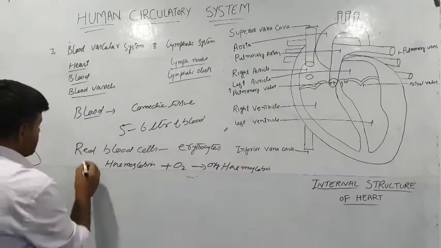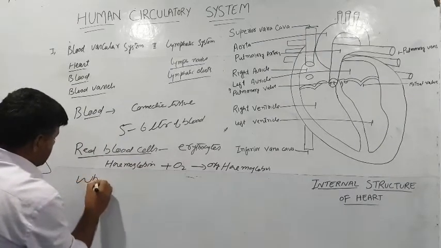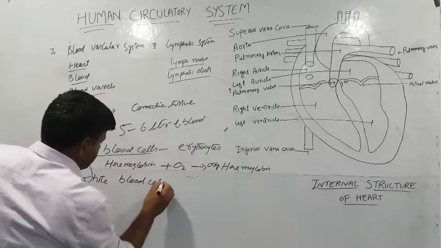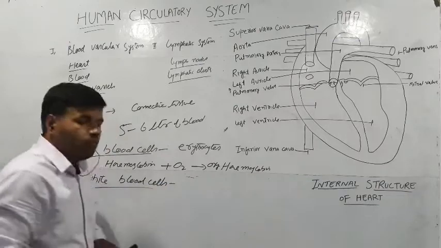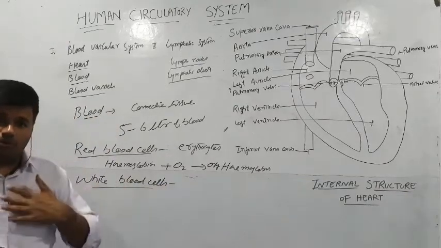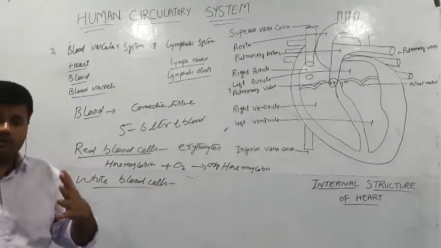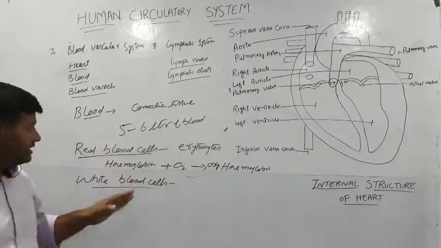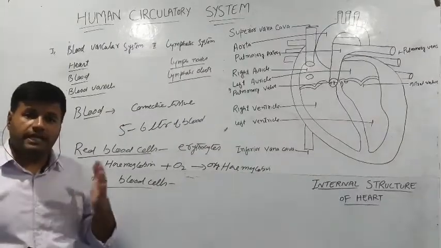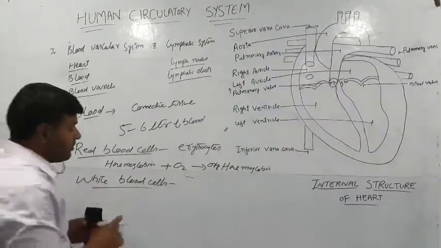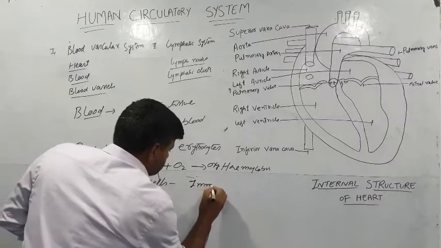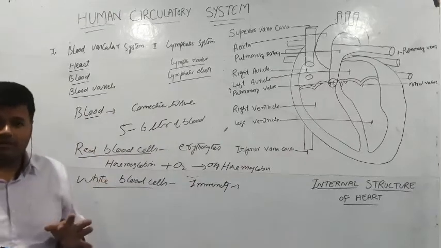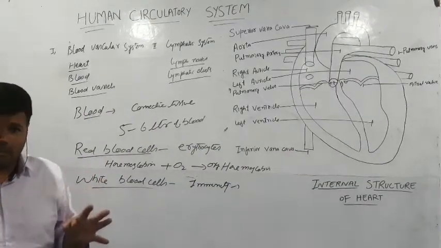The other cellular structure present in our blood is the white blood cells. White blood cells are actually the army of our body. They give defense to our body, like the army present at our borders. In the same way, white blood cells protect our body. They provide immunity by fighting against several kinds of foreign pathogens and other microbes.